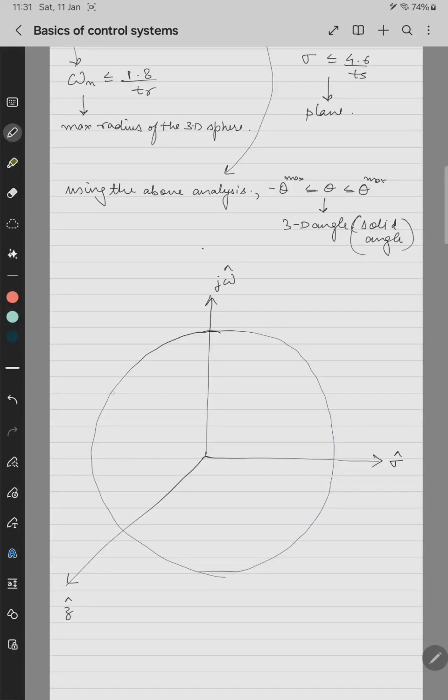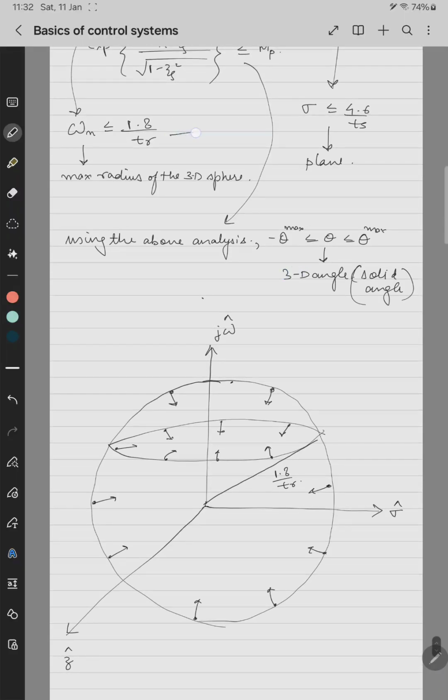I'll draw the 3D sphere. Like this will be the 3D sphere. This will be the radius omega n, that is 1.8 by tr. Our identity says that it has to be inside it, so I'll write it like this, inside the 3D sphere. This is the first identity. This is second, and this is third identity.